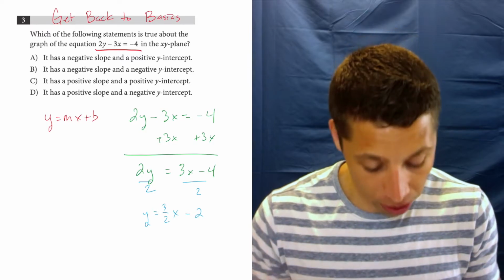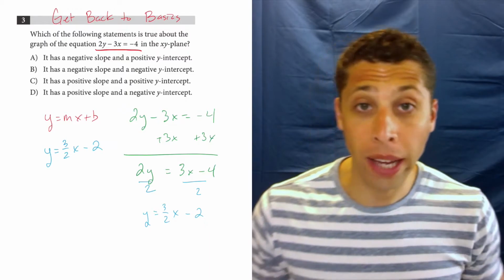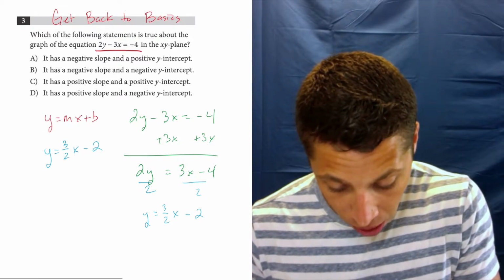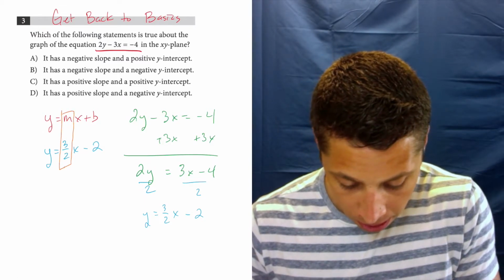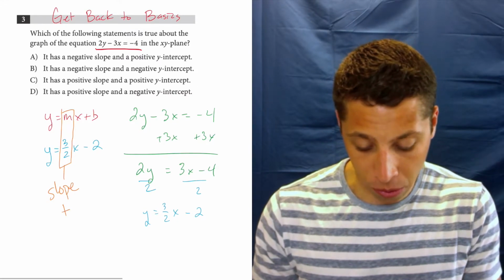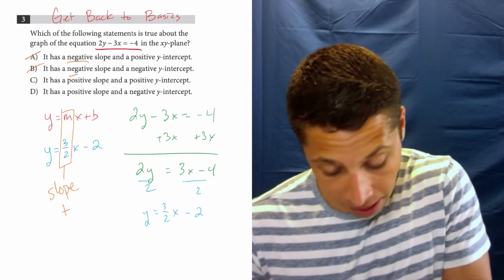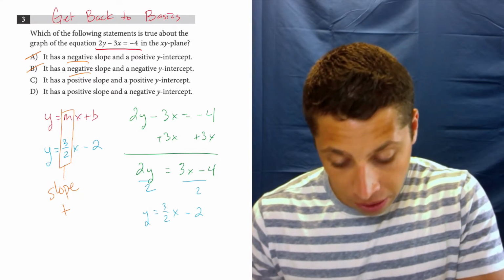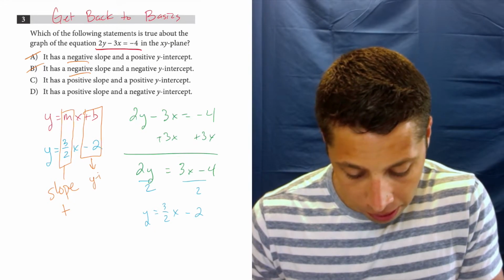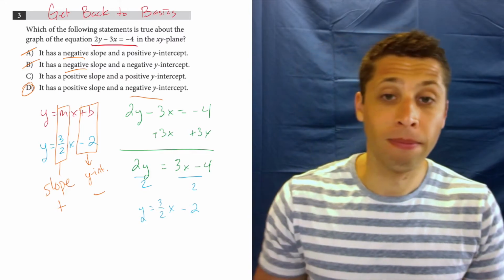That's my equation. And so now look, that matches up perfectly with y equals mx plus b. And then that lets me understand what I'm dealing with, right? Because we know that m is the slope. And 3 halves is a positive number. So the slope is positive. So that gets rid of choices A and B, right? It's not negative. And we see that the y-intercept, the b portion, is negative. So there you go. Choice D.